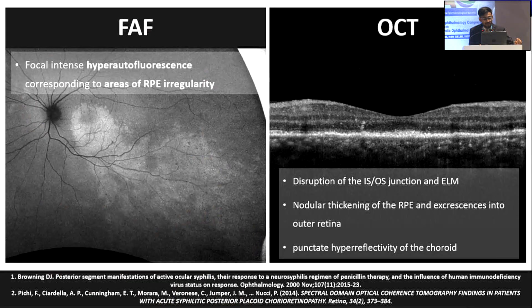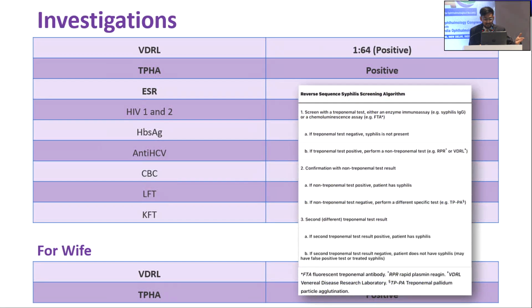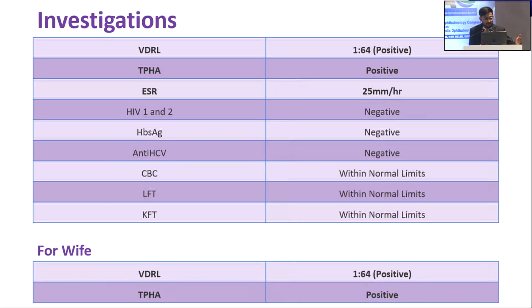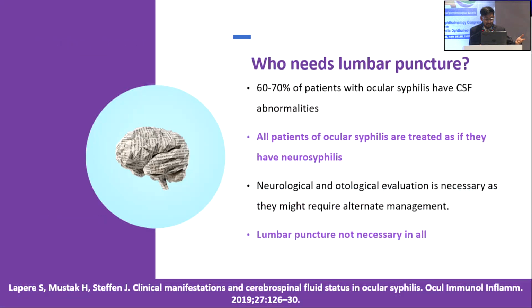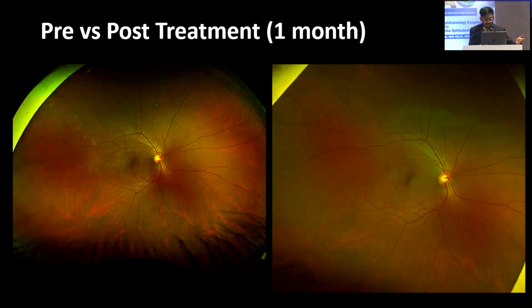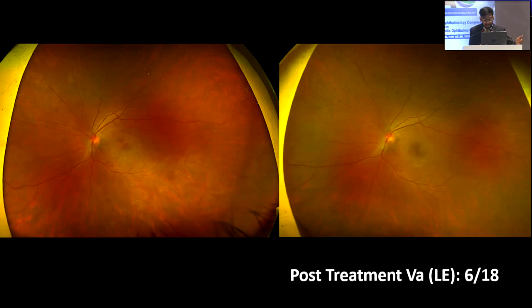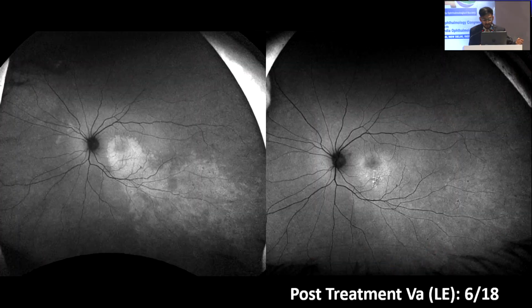And the fundus autofluorescence and OCT features of our patient are similar to those described in literature for ocular syphilis. Now the patient and his wife were investigated according to the reverse sequence syphilis screening algorithm and were found to be VDRL and TPHA positive. And so, according to the SUN working group classification, we came to a diagnosis of ocular syphilis. And all patients of ocular syphilis are treated on the lines of neurosyphilis. So we treated our patient with injection ceftriaxone, and our patient improved in the lesions in both the right eye and the left eye with an improvement in the visual acuity to 6/18. And this resolution was confirmed on fundus autofluorescence also.